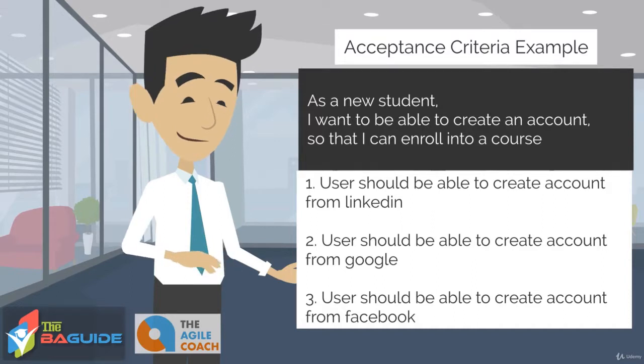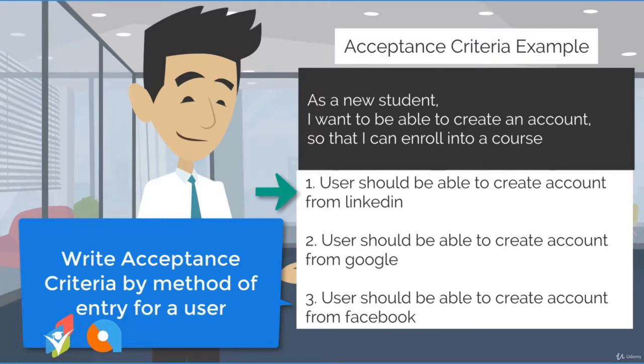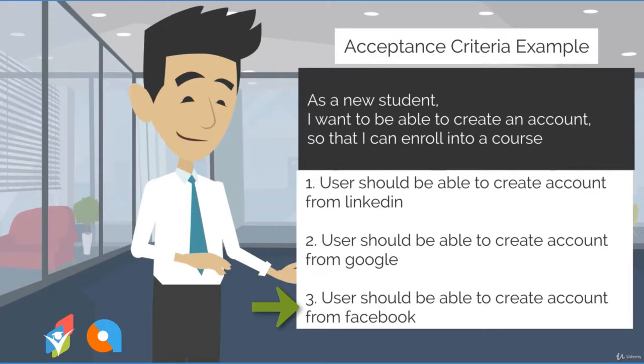Well, we can add 3 acceptance criteria that define the entry method: create an account through LinkedIn, create an account through Google, and create an account through Facebook. These 3 conditions are very specific. These are 3 login and account creation portals, and it's really easy for developers to understand. They need to integrate with these 3 platforms and allow the new students to log in and create accounts from these 3 social media platforms.